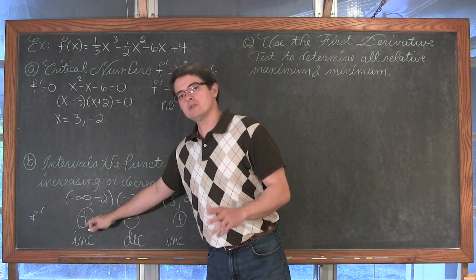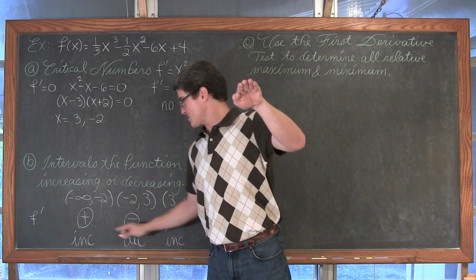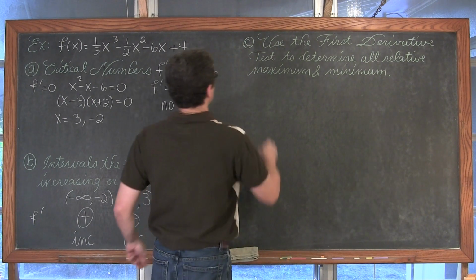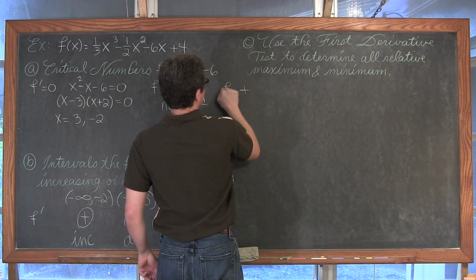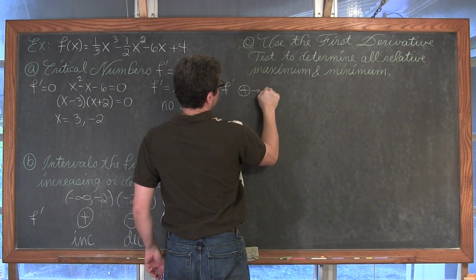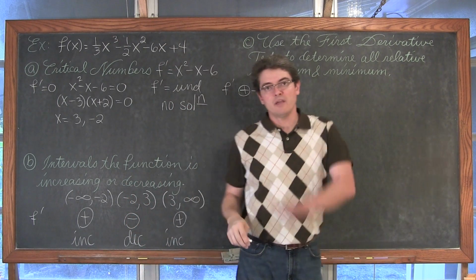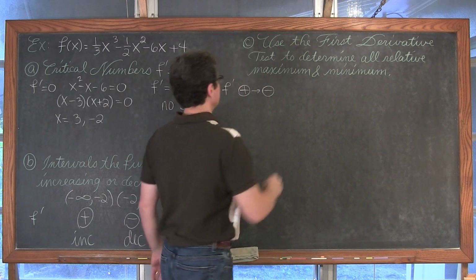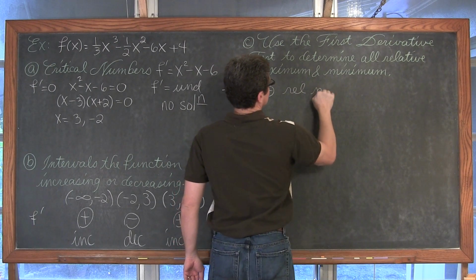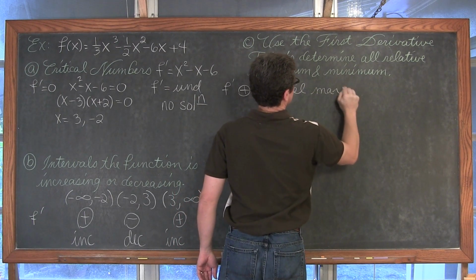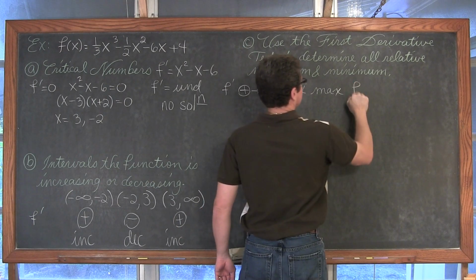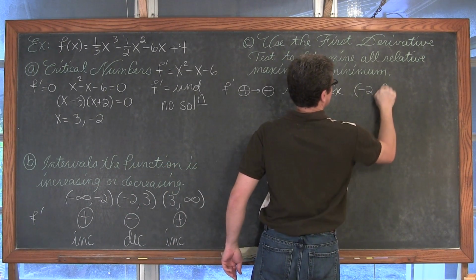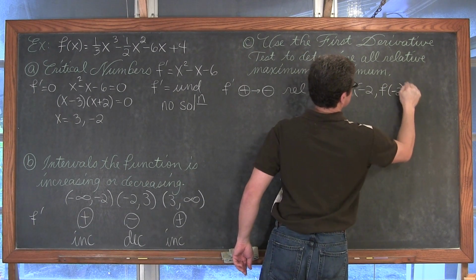Our function stopped increasing and started to decrease at -2. So we went from being positive, as far as our first derivative, to being negative. So it looks like we have a positive, negative, a relative maximum at the x value of -2. So we have a relative max at -2, comma, f of -2.